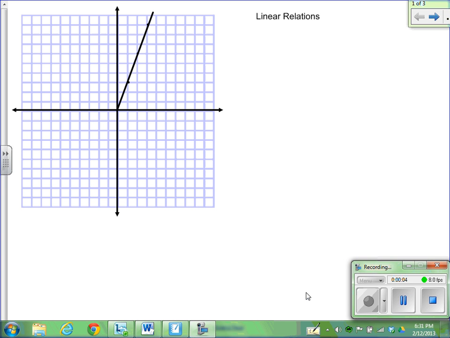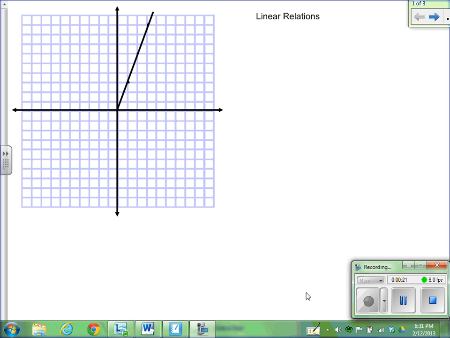Hi, and welcome to the first podcast in the Essentials 4DS Math. We're looking at Chapter 1, which is dealing with linear relations. And in fact, today we're going to be talking about linear relations in tables and graphs, and that's section 1.1.